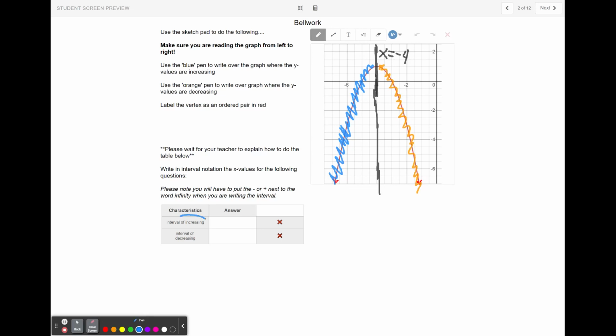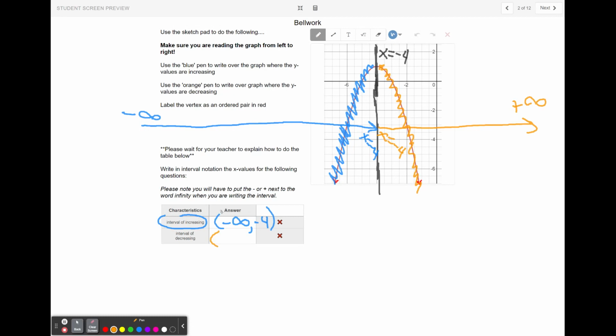So then it says interval of increasing. So you're traveling from left to right and then you hit the wall. So you started your travels at negative infinity, and you hit the wall where x is negative 4. Now, for the interval of decreasing, we're going to start at the wall, which is negative 4, and we're going to go to positive infinity. Now to write the symbol infinity, you just need to type the word out.